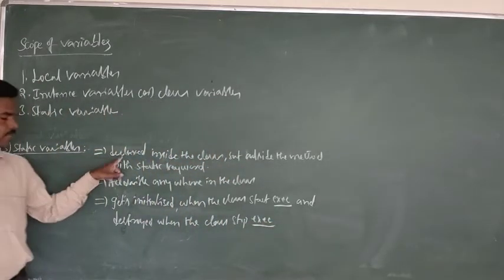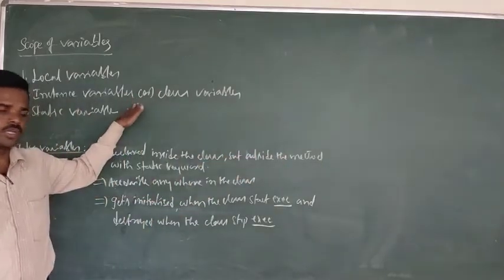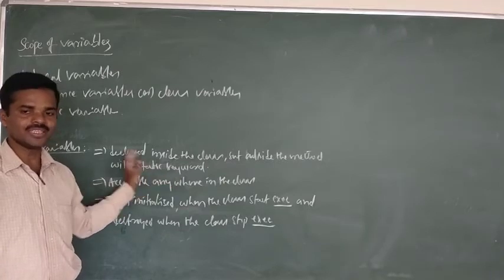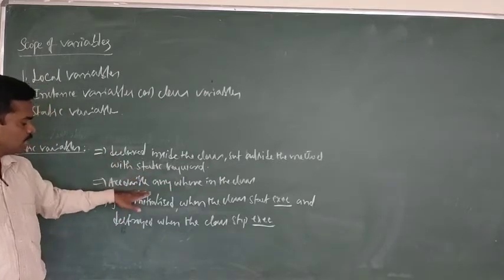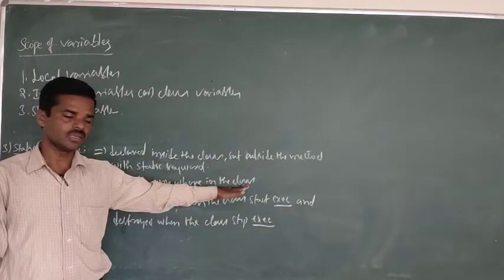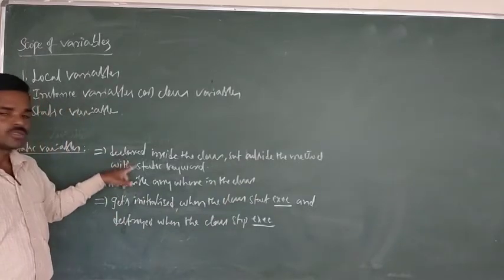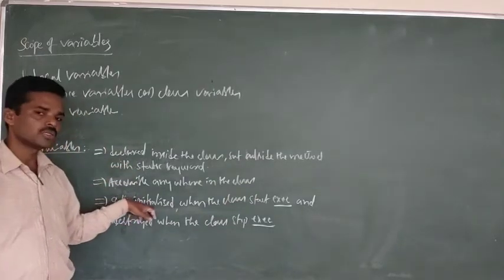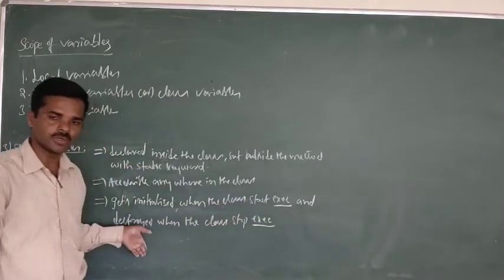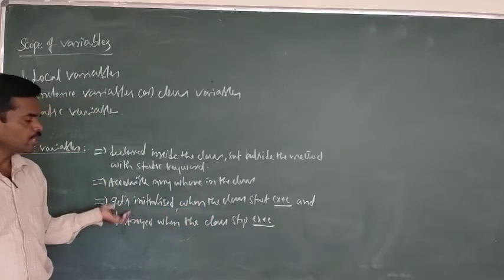Understood? So these variables are declared inside the class but outside the method, same as an instance variable, but you have to declare them with the static keyword, so that they are static variables. And these variables are also accessible anywhere in the class, including the method, constructor, or any block, because it is also at the class level. And these variables are initialized or created when the class starts execution, and destroyed when the class stops execution. So the life of these variables depends on the class.